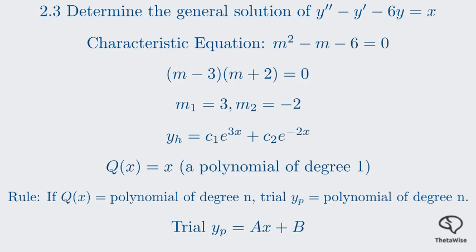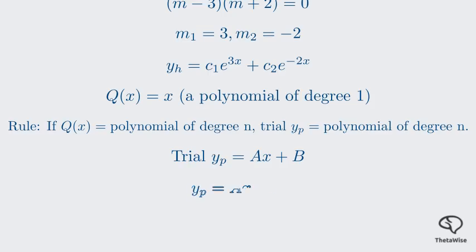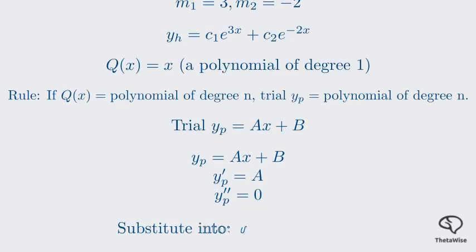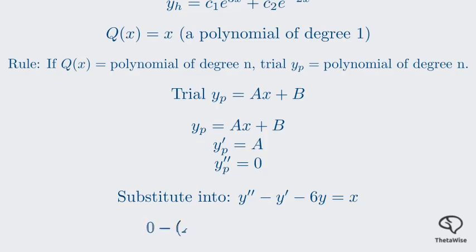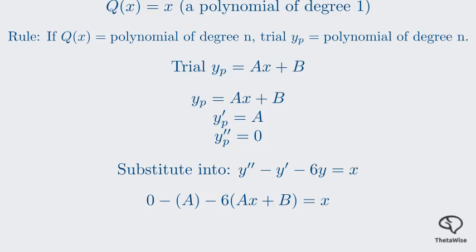Now we find the derivatives and substitute. The first derivative of yp is a, and the second derivative is 0. Substituting these into the original equation, 0 minus a minus 6 times (ax plus b) equals x. Expanding the left side gives us minus 6ax minus a minus 6b equals x.